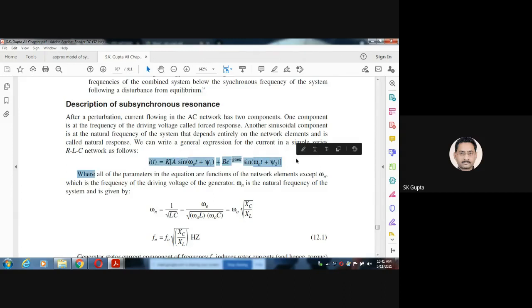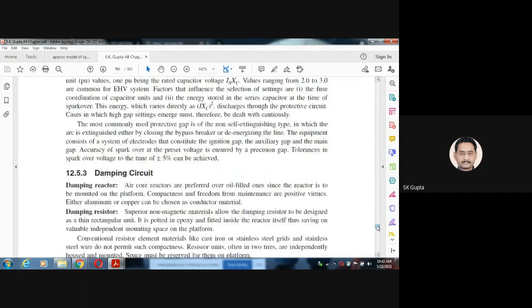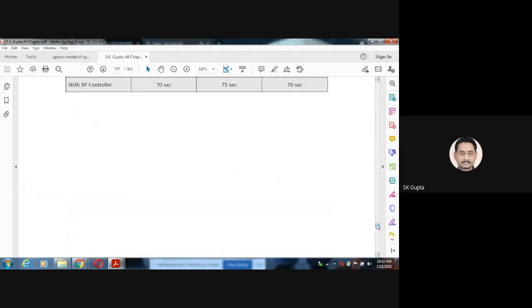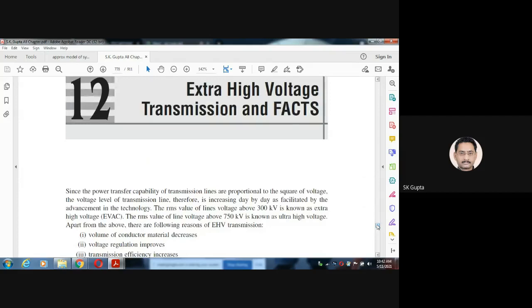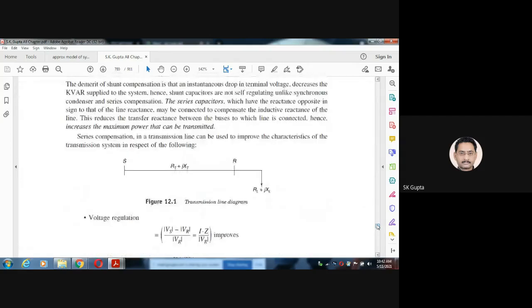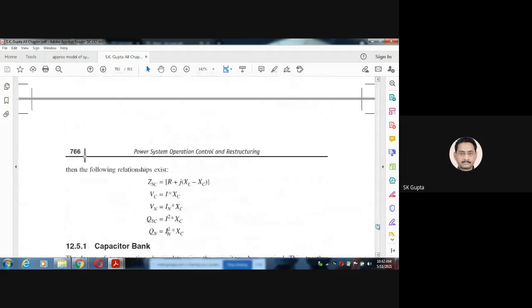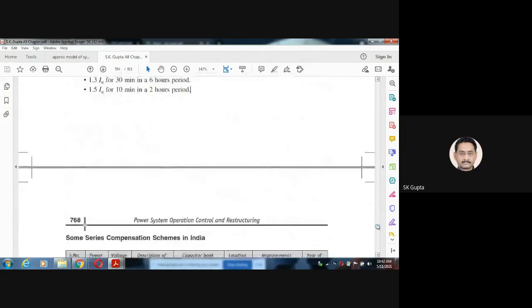Now this current may cause problems in the system. We will study this current in much detail, and when we study this current, we can say we are going to study SSR. SSR means subsynchronous resonance. How it is a subsynchronous resonance, and what are its ill effects, that we are going to study in this chapter.